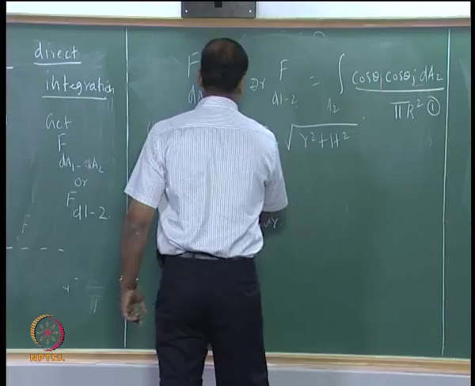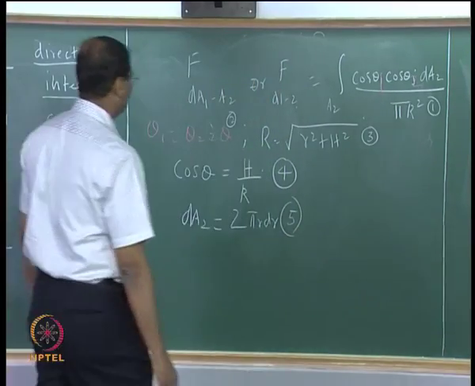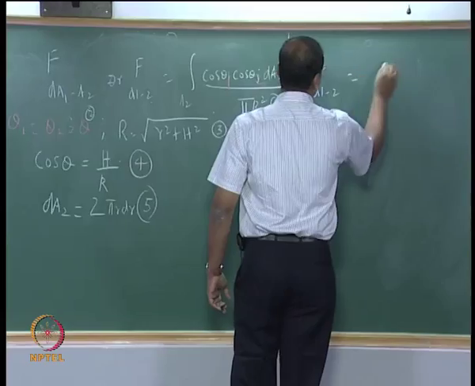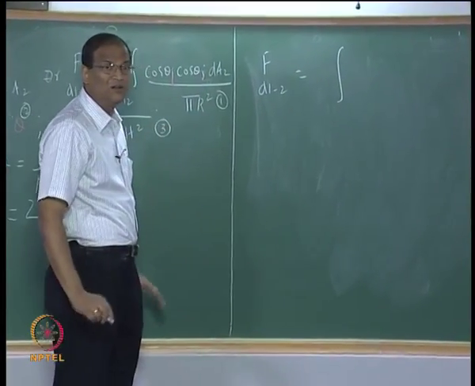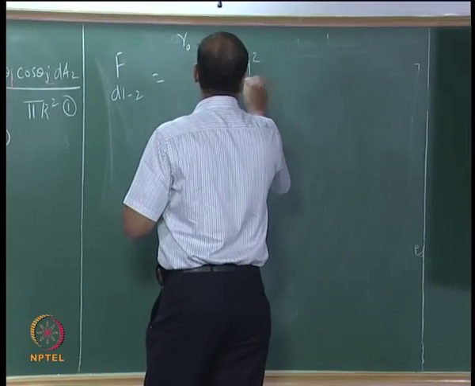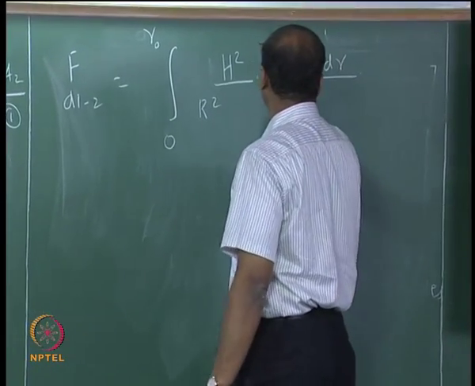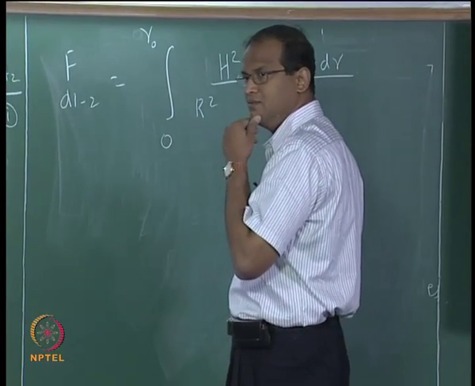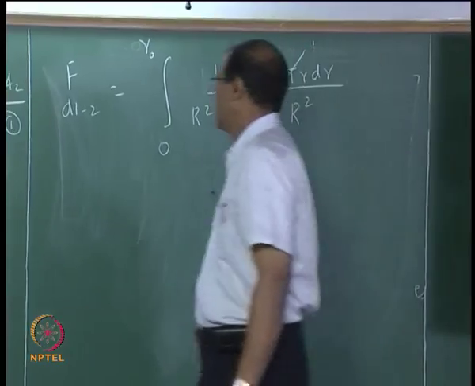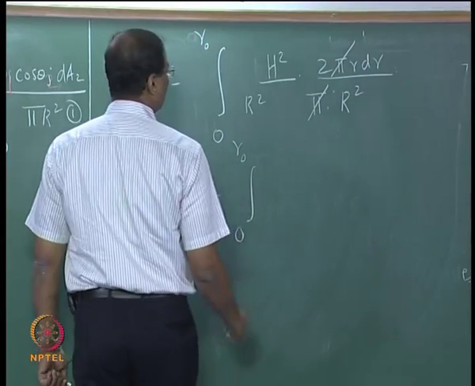Substituting for cos theta, R and dA2 in equation 1, we can get... what is the limit of the integration for R? 0 to R naught, very good. h squared by R squared, pi... R squared, is it correct? 2 h squared.